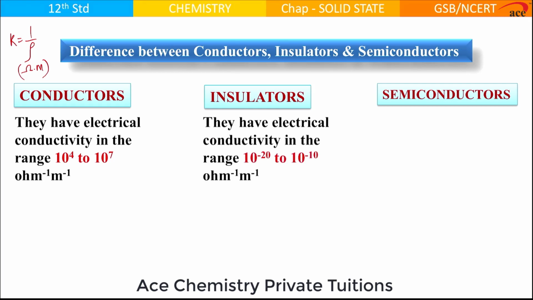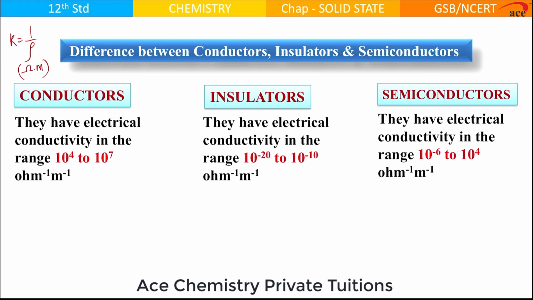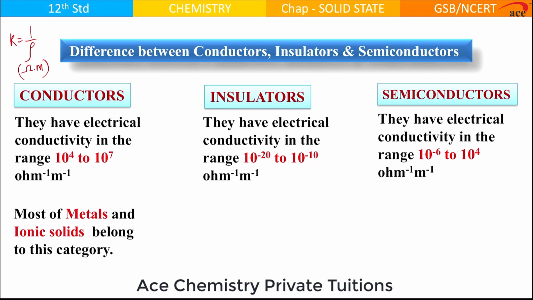If the K value is between 10 to the power minus 20 to 10 to the power minus 10, lower value 10 to the power minus 20, higher value 10 to the power minus 10, that is very small. If very small electrical conductivity K value exists, then such substances are called insulators. Semiconductors have electrical conductivity K in a moderate range, 10 to the power minus 4 to 10 to the power plus 4, ohm inverse, meter inverse, then they are called semiconductors.